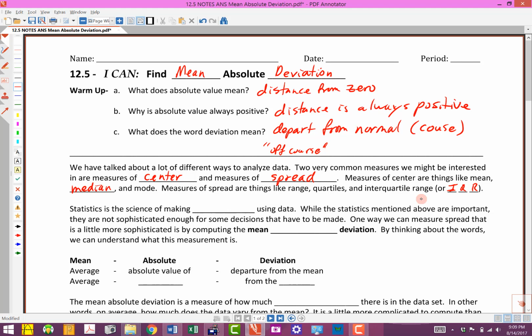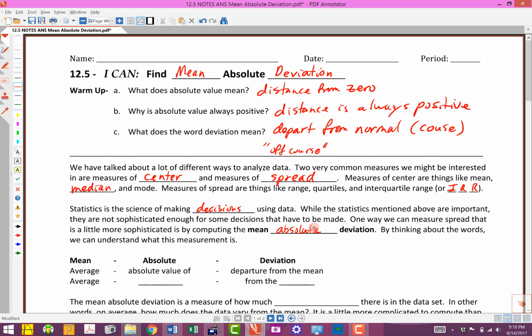Now remember, statistics is the science of making decisions using data. The statistics that we've already talked about are not quite sophisticated enough to handle some of the situations we might run into, or decisions that might need to be made. So one way we can measure spread that's a little more sophisticated is by computing something called the mean absolute deviation.